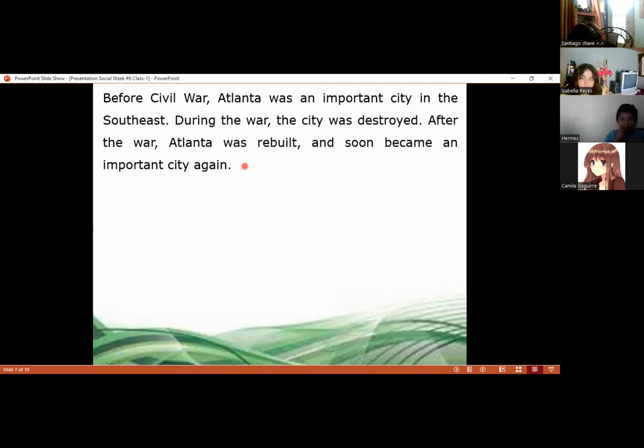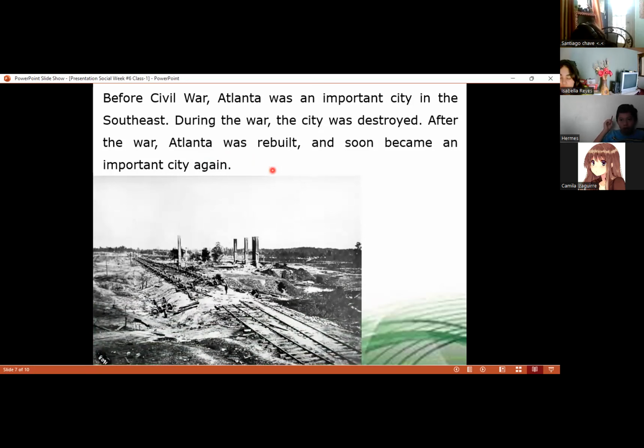It's related to those times, but it's after and before the information that we are seeing. But it says before the Civil War, remember, Atlanta was an important city. It was destroyed during the Civil War. The war lasted 4 years, but then for 12 years after the Civil War, the Reconstruction period, it was rebuilt. Atlanta and many other places that were important in those times became important cities again after the 12 years that the Reconstruction lasted.